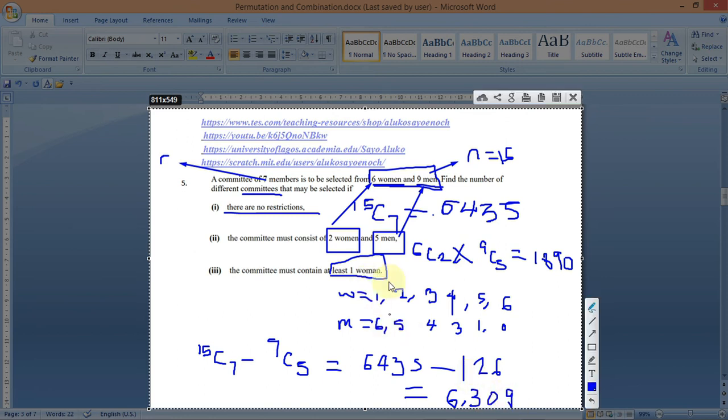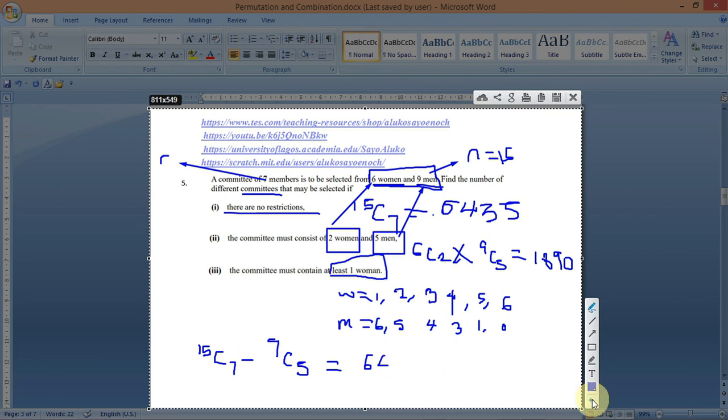So you can go ahead and do this long method. It's going to give you the same solution, guys. If you don't mind, go ahead and do the long method. Wait, what did I put? 6435 minus 9 combination what? 9 combination 7. Why did I do 9 combination 5? Oh, I'm sorry about that. So what am I doing?